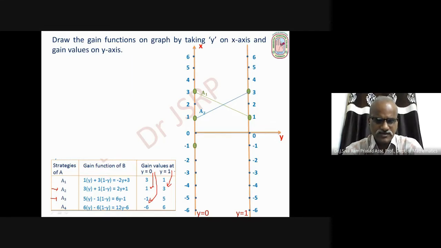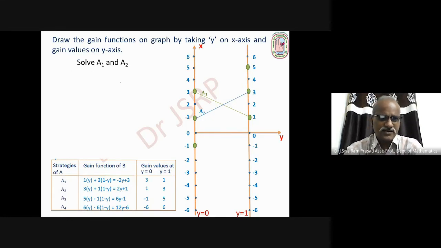For y equal to 1, gain value is 5. This is the point. So you have to draw this line. Now check whether this line passes through this intersection point. How do you check? By finding the intersection points. Since it is a rough graph, we have to check it.